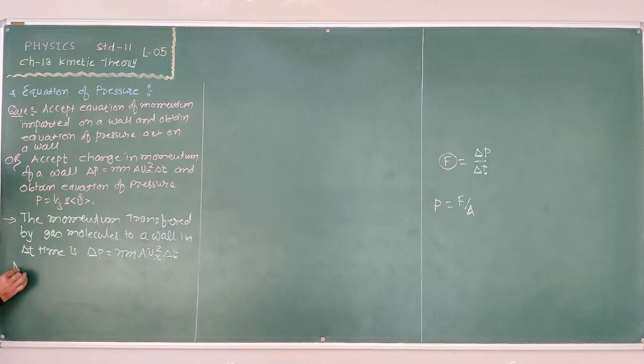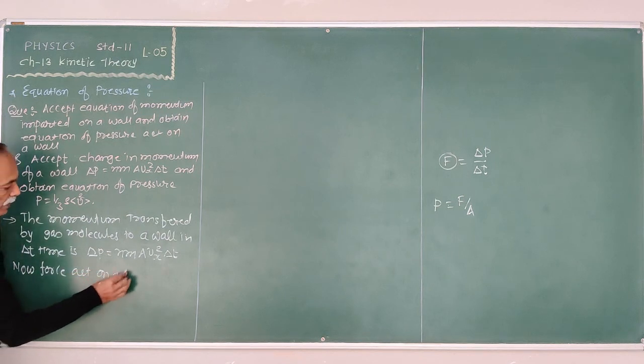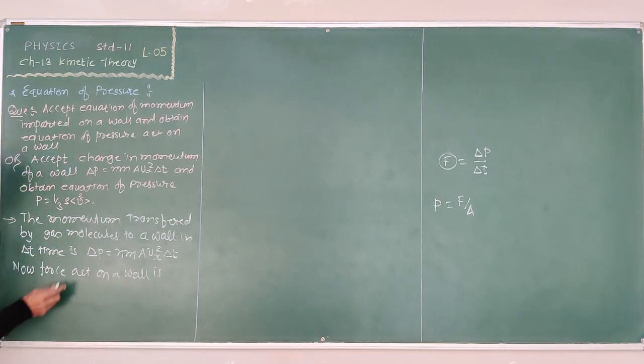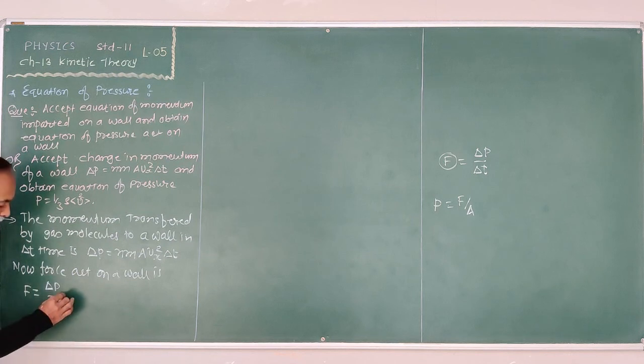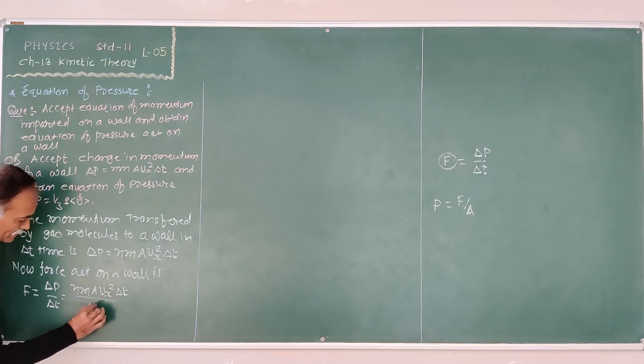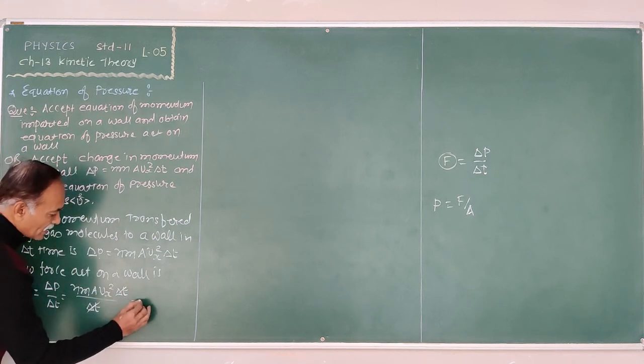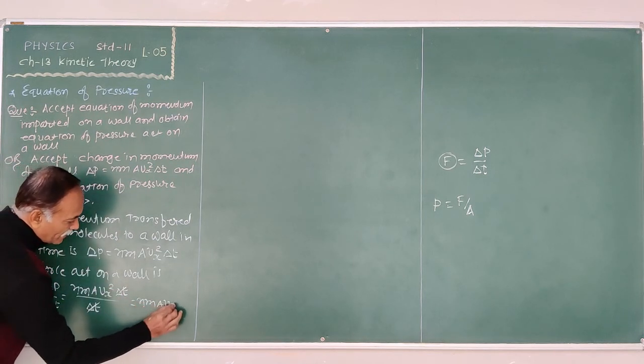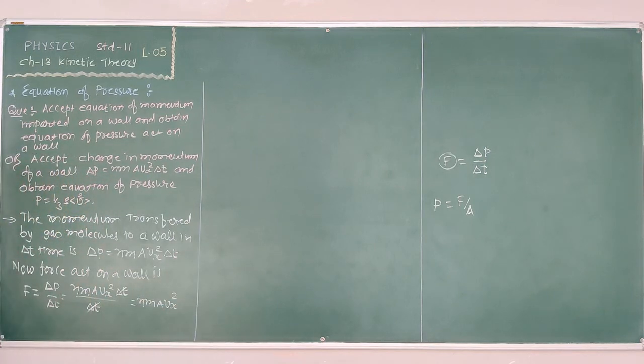Now the force acting on a wall is due to this change in momentum. How much force is imparted on the wall? F is equal to delta P upon delta T from Newton's second law of motion. So delta P is already given: nmA Vx square delta T upon delta T. So delta T cancels, therefore F equals nmA Vx square. That is the equation of the force acting on a wall.